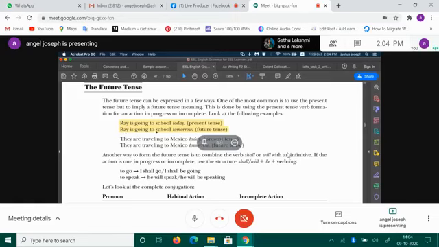Ray is going to school tomorrow. If you look at the first part of the sentence, that is Ray is going to school, the sentence is still the same. Did the sentence change? No, it's still the same. So it's still using the present tense. Ray is going. But how did we show that this is in the future? By changing the word today to tomorrow.